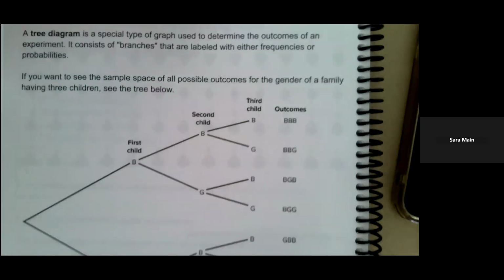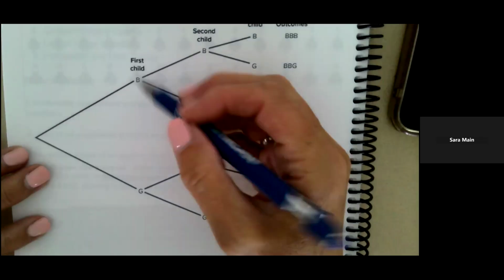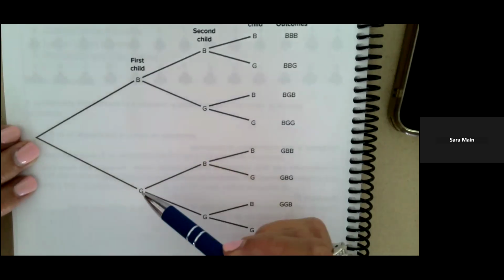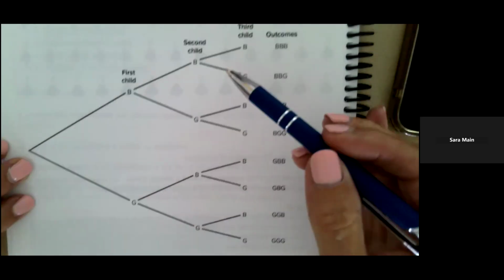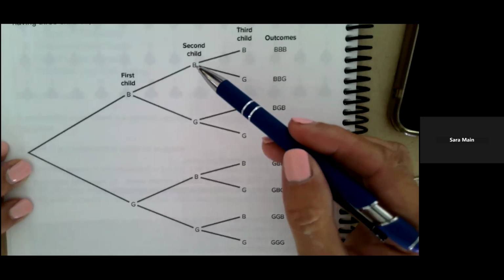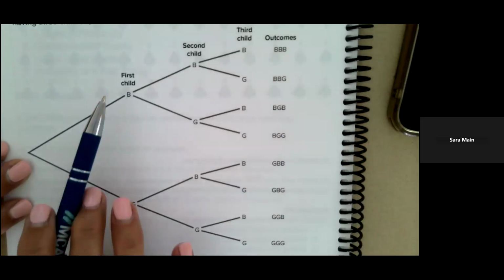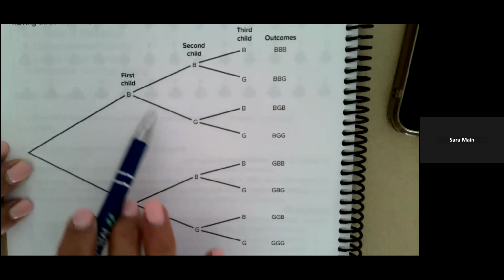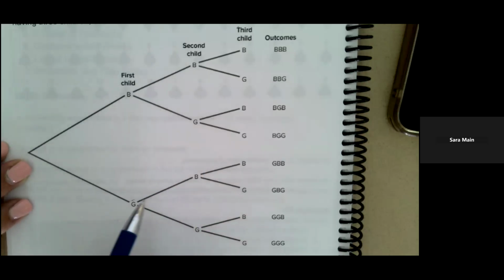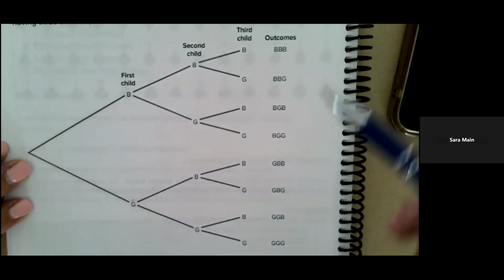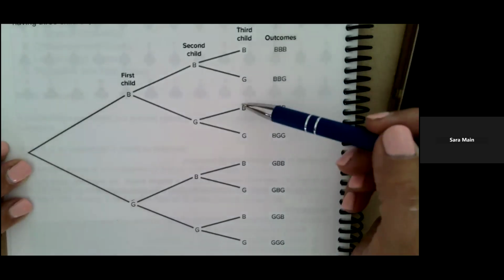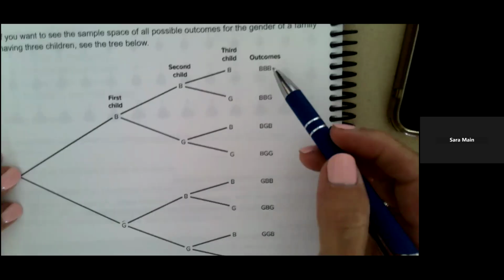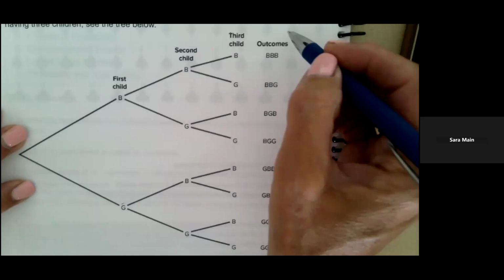So this first limb here is the first child. It could be a boy or a girl, labeled with B and G. The second child could also be a boy or a girl, but it depends on if you had a boy or a girl first. So you could have a BB, a BG, a GB, and a GG. And then we add on the third child here. That could also be a boy or a girl. So our actual final outcomes in the sample space are listed here.